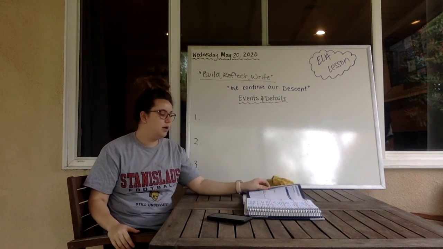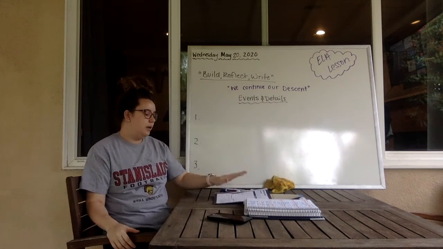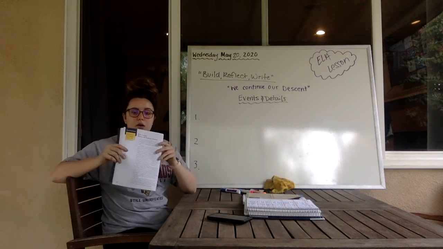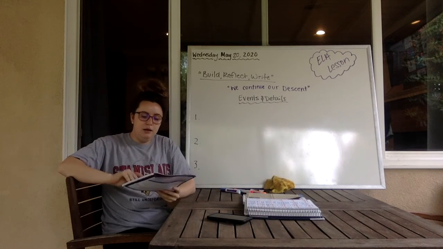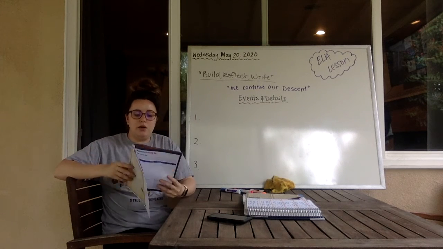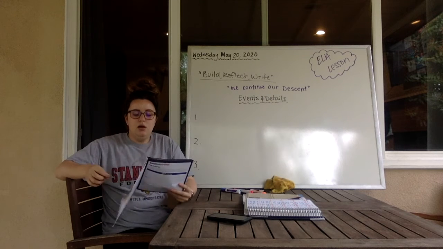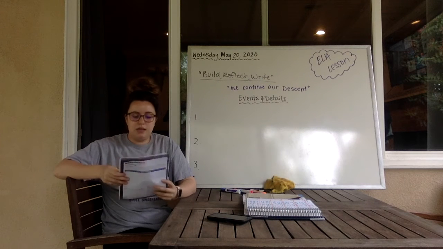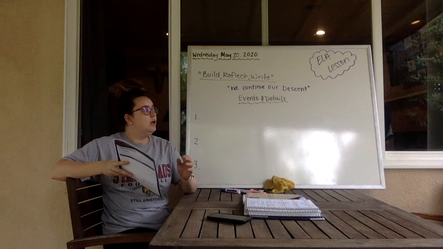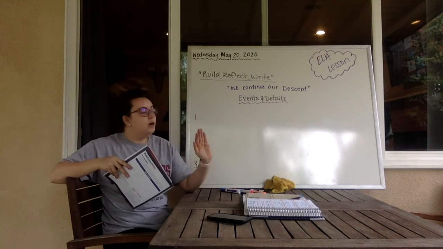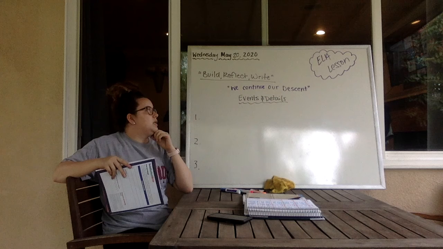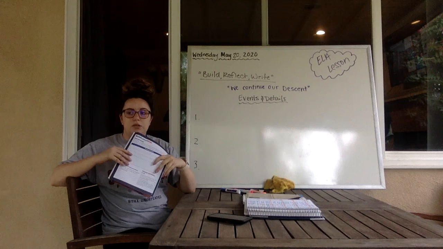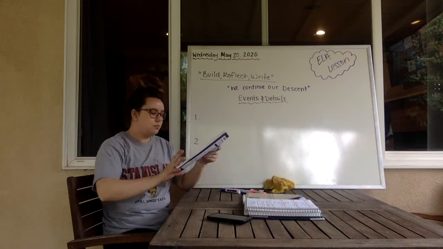Okay, so let's go ahead and wrap up today's lesson with our events and details, build, reflect, write activity that are following the two stories that we read yesterday. We continue our descent, our nonfiction text from Journey to the Center of the Earth, the excerpt that we read, and our fiction text, Jules Verne, Master of Science Fiction. This activity specifically references only our nonfiction text. We continue our descent, which is the excerpt from Journey to the Center of the Earth by Jules Verne.